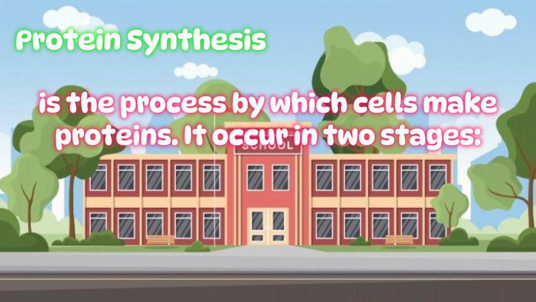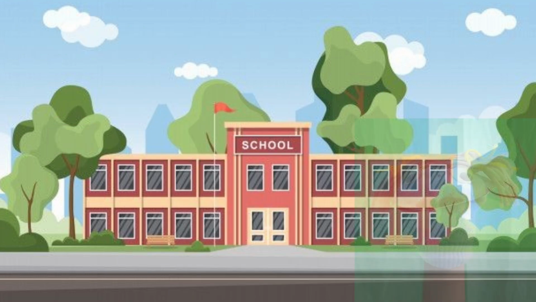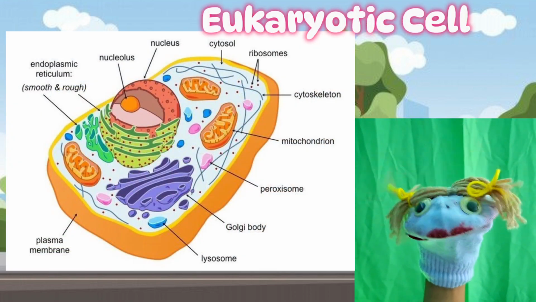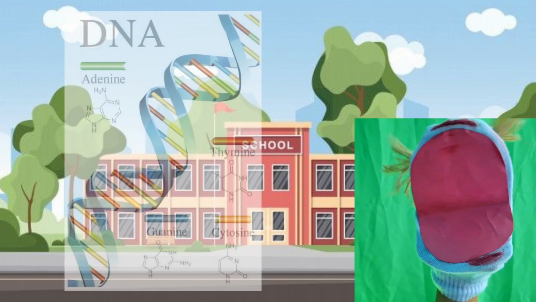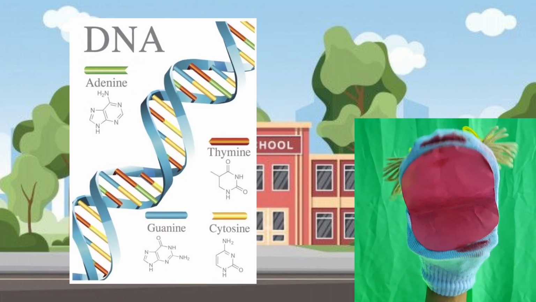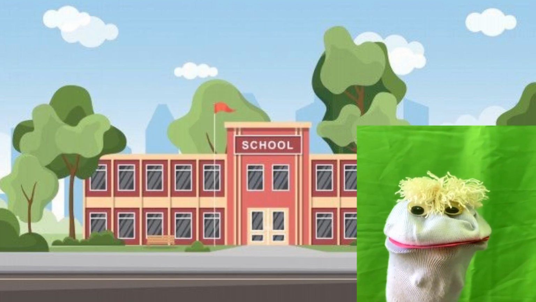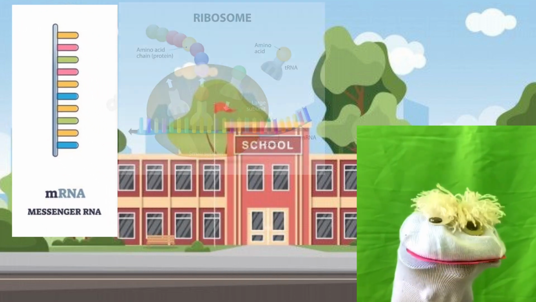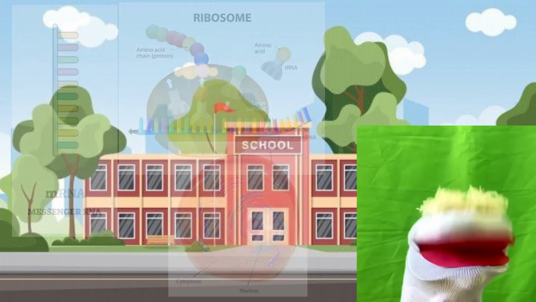Protein synthesis is the process by which cells make proteins. It occurs in two stages: transcription and translation. In eukaryotic cells, transcription takes place in the nucleus. During transcription, DNA is used as a template to make a molecule of messenger RNA. The molecule of mRNA then leaves the nucleus and goes to the ribosome in the cytoplasm, where translation occurs.